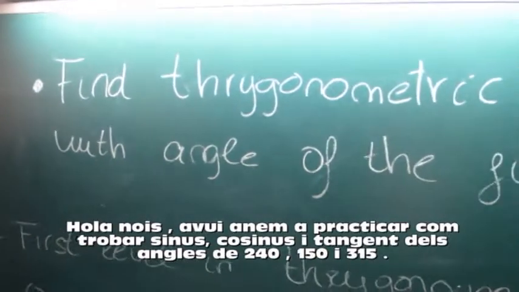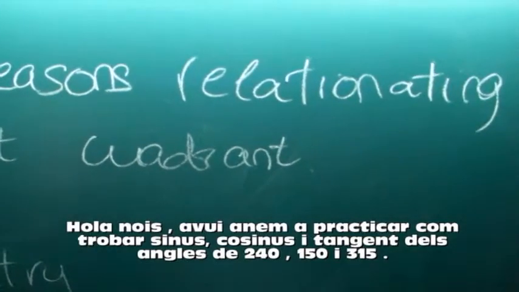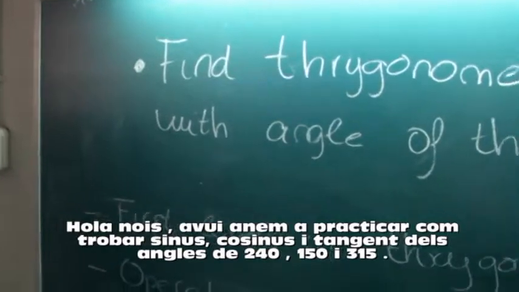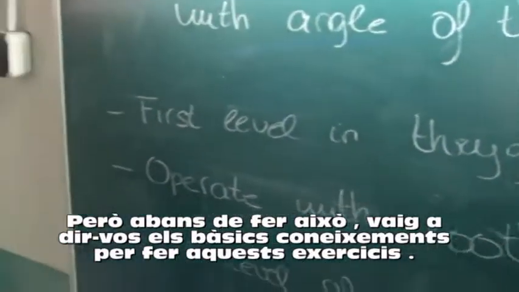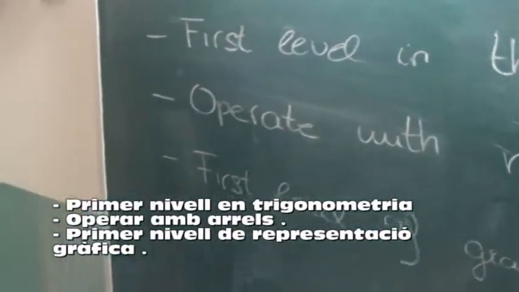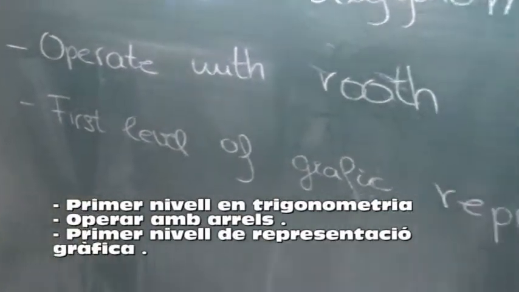Hello guys, today we're going to practice how to find sine, cosine and tangent from the angles of 240, 150 and 315. But before doing this, I'm going to tell some basic knowledge for this exercise. A first level in trigonometry, operating with roots, and a first level of graphic representation.